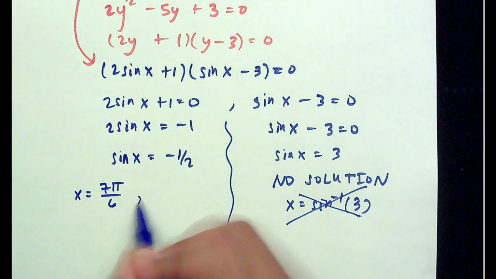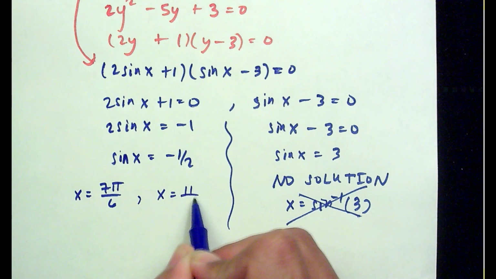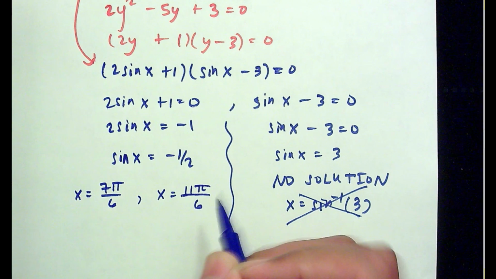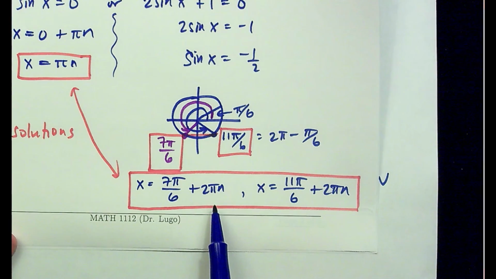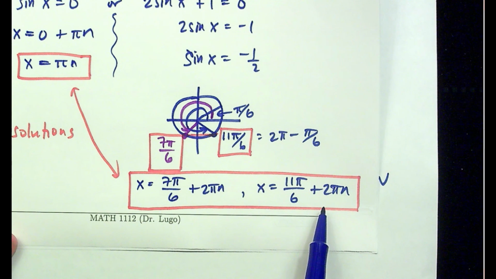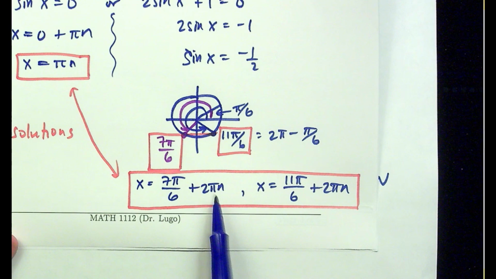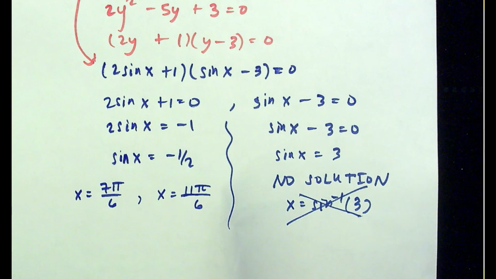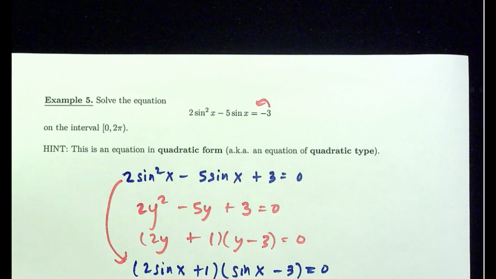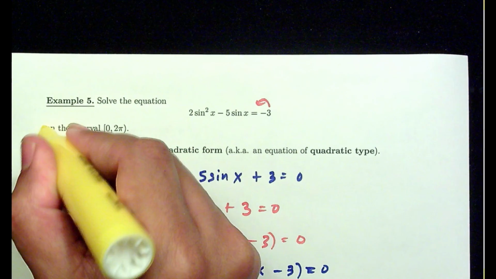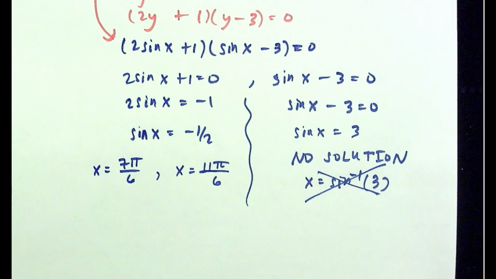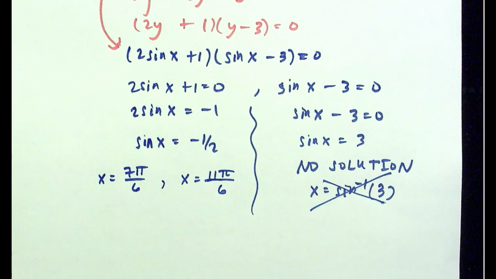Now, note that I'm not copying the 2 pi n. If I were solving the equation on the whole real line, I would copy the 2 pi n too. I would write plus 2 pi n, plus 2 pi n. However, I'm not doing that in this problem because it says find the solutions on the interval between 0 and 2 pi. That means in the unit circle. And those are the solutions in the unit circle only. Okay, so that's the answer.